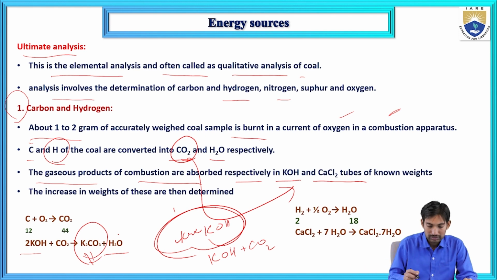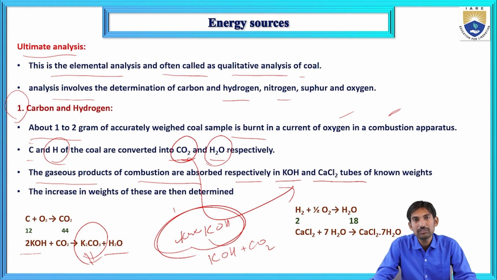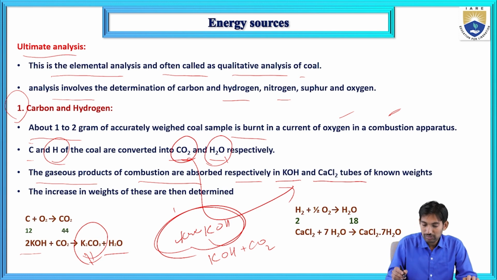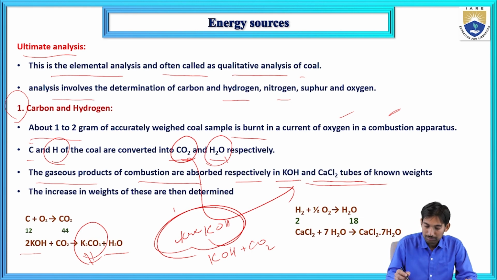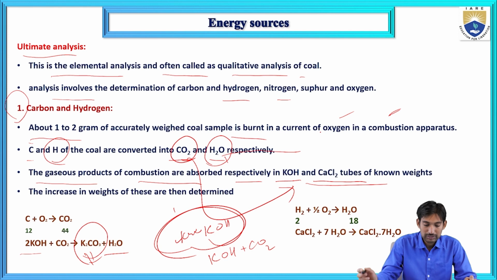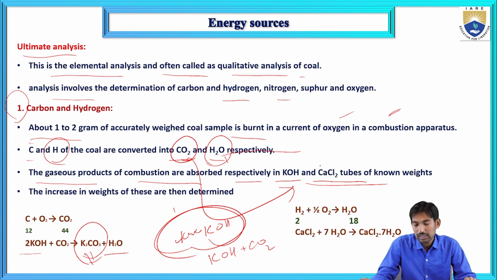Next step, the hydrogen reacts with oxygen and forms water molecules. This water is sent into the calcium chloride tube, which contains a known weight. So we send these water molecules into the known weight of calcium chloride tube. The calcium chloride undergoes hydration and forms calcium chloride 7H2O.